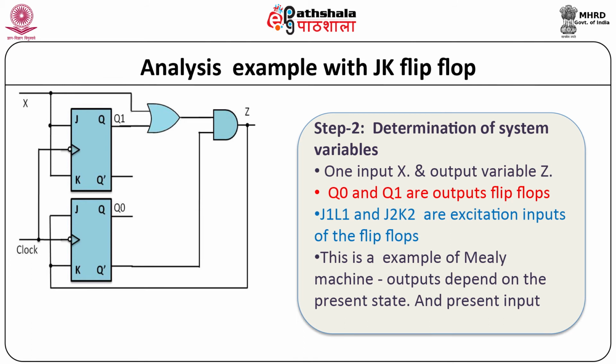Let us now move on to step 2 for determination of system variables. There is one input x and one output variable z. In this case, the outputs of the flip-flops are Q1 and Q0. These are also called state variables. There are two excitation inputs for every flip-flop. These excitation inputs of the flip-flops can be labeled as J1, K1 and J0, K0. This is an example of a Mealy machine where the outputs depend on the present state as well as present inputs.